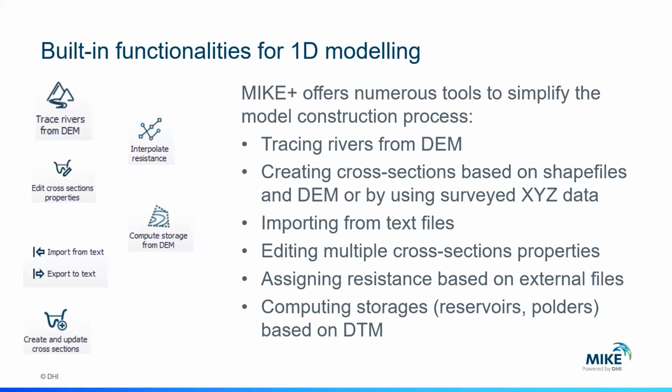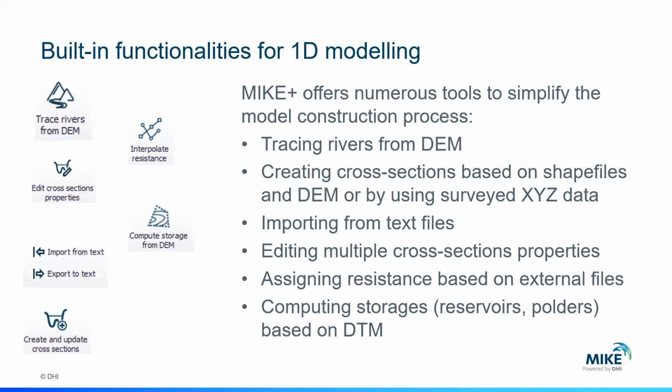This can be done automatically by taking into account parameters provided by the users, such as distance between consecutive cross sections or cross section length. We can create cross sections based on surveyed XYZ data. So if we have this already available, it's only a matter of import, which saves significant amounts of time than just manually entering cross sections into the model.